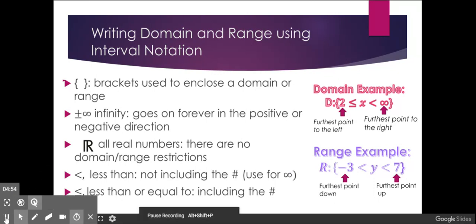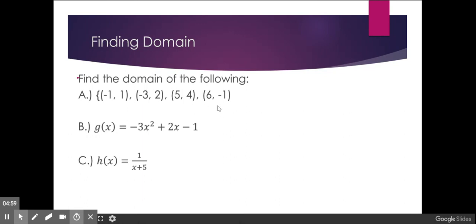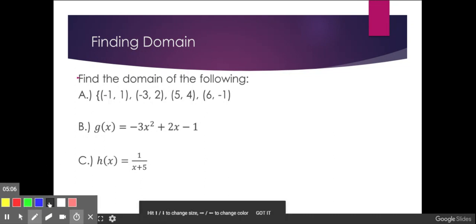So for these examples, the first one is a set of coordinate points. The domain always goes with x, our inputs. So for this domain, we can actually just list out all the different x values.